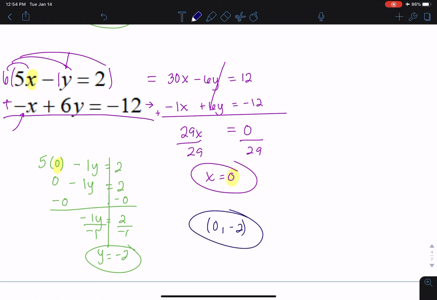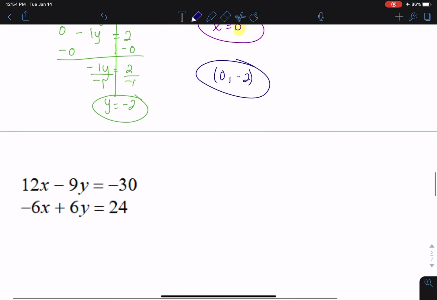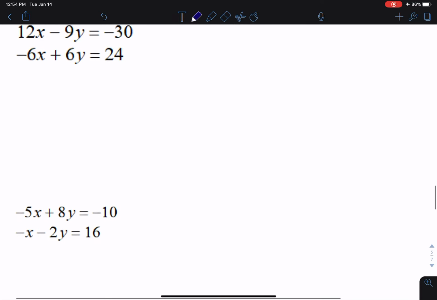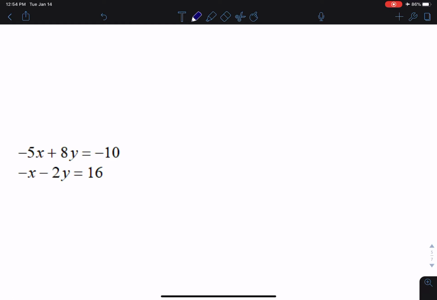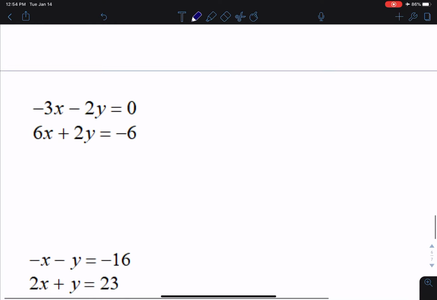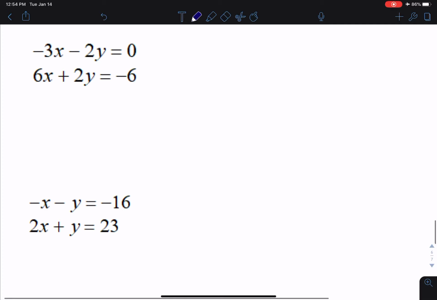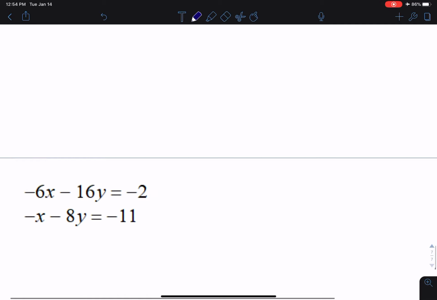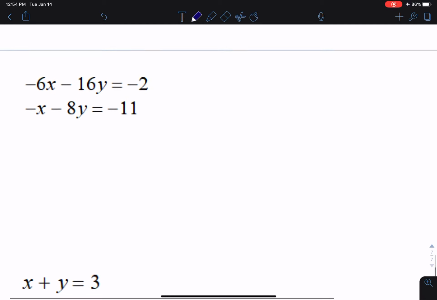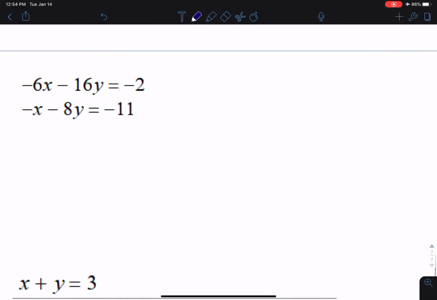Okay? Okay, let's just do one more. On your dry erase board, you try. We're going to skip to this one. So negative 6x minus 16y equals negative 2, and negative x minus 8y equals negative 11. So try it on your own first.